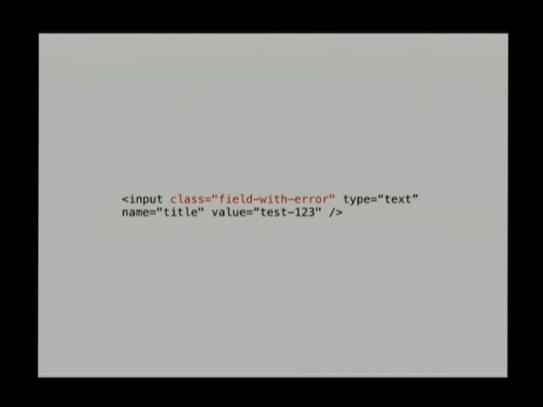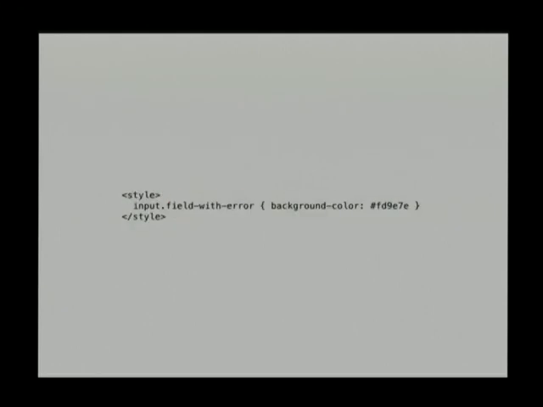Failed validation checks are picked up automatically by tag helpers, and a field with error class gets added to the tag. That class can then be used to highlight elements with CSS.